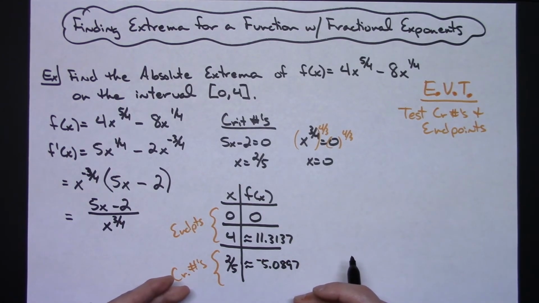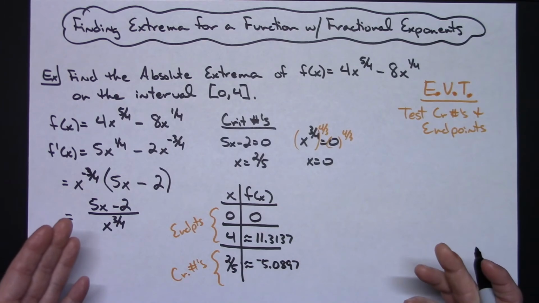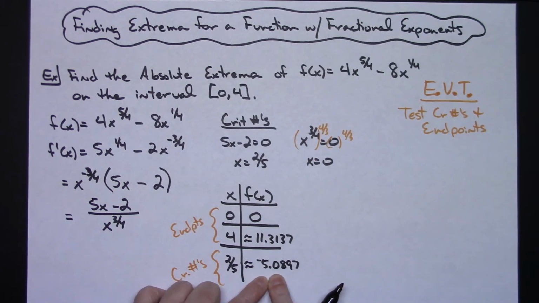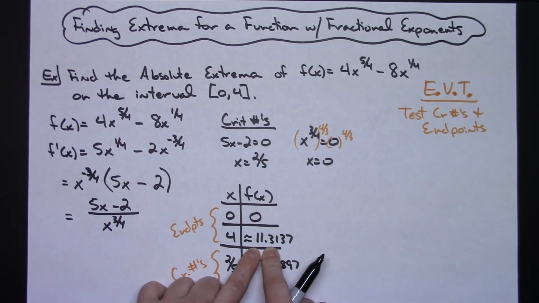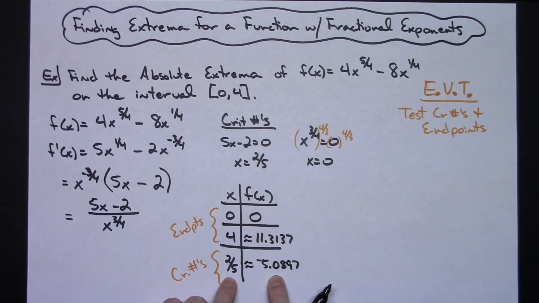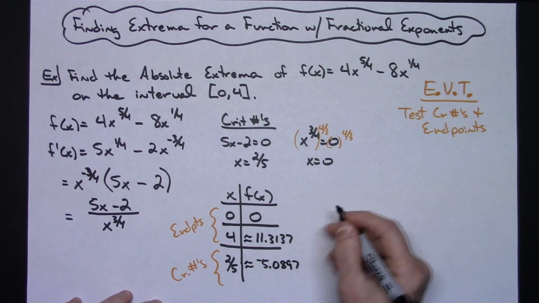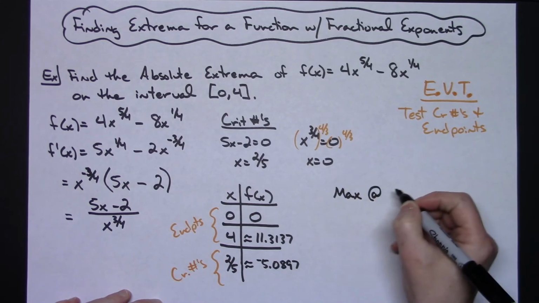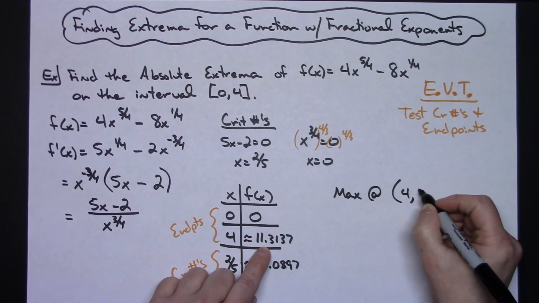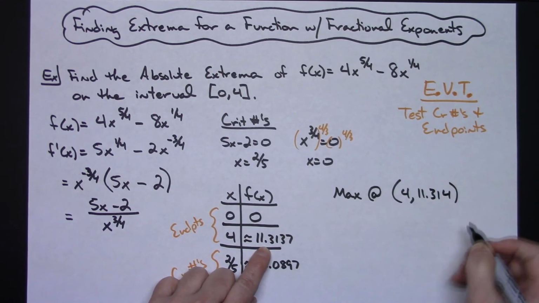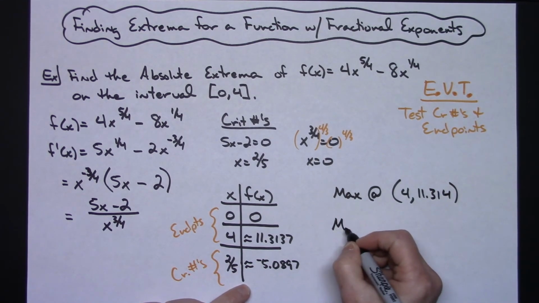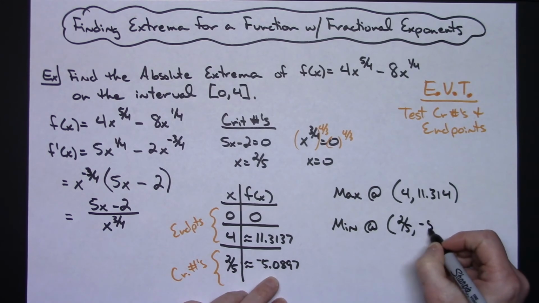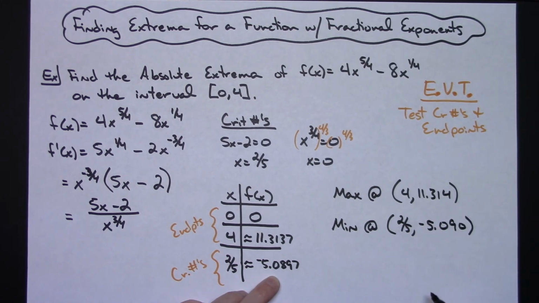Now, looking at this XY table, now I can find my absolute extrema. So obviously 11.3 is my biggest y value, and the negative 5.0 is my lowest value. So my max is going to occur at x equals 4. My min is going to occur at x equals 2/5. And generally I write them as ordered pairs. So let's here write max at the ordered pair (4, 11.314), going out 3 places because the AP test does that. And we have a min then at (2/5, -5.090), rounding out 3 places there.